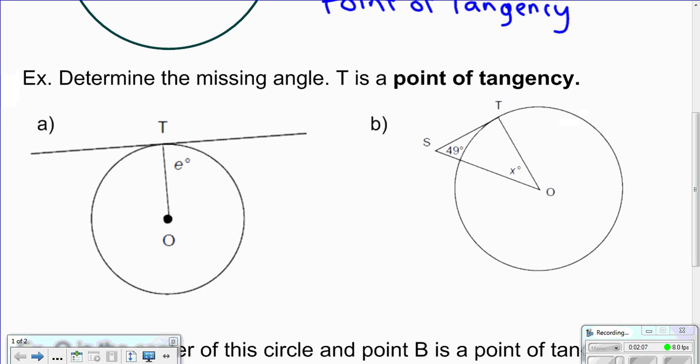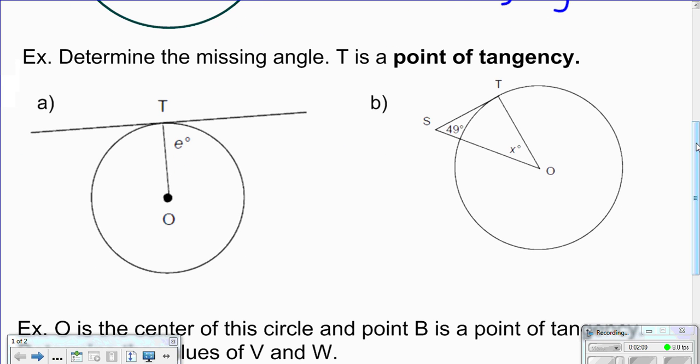Okay, so then it says, let's find the missing angles if we know that T is a point of tangency. So basically it's saying T is a 90-degree angle. Well, if one side is a 90-degree angle, the other side also is a 90-degree angle on a straight line, right? Thinking a straight line, this whole would be 180. So each half would be 90 degrees.